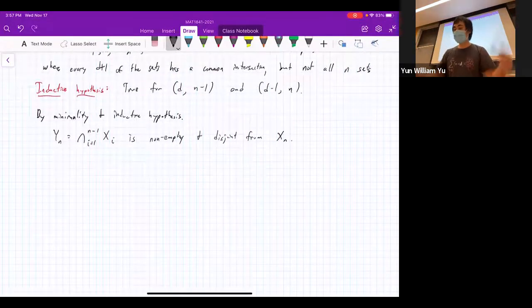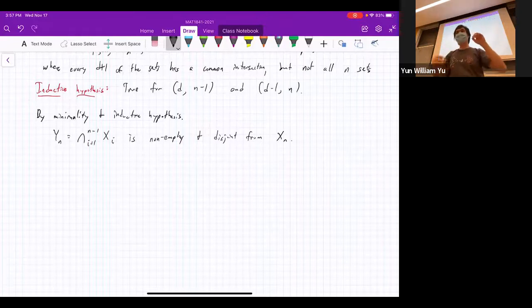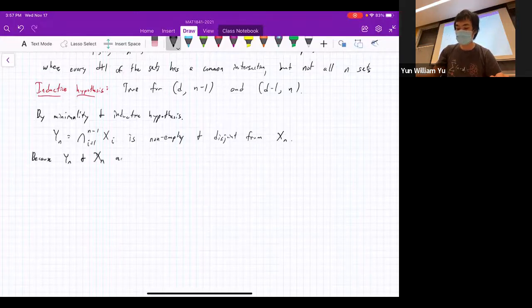So now what we have is two convex sets that are disjoint from each other. And if you have two convex sets that are disjoint from each other, what can you do? You can put a hyperplane in between them. So because Yn and Xn are closed and convex, there exists a d minus 1 dimensional hyperplane, let's call it H, separating them and disjoint from both sets.